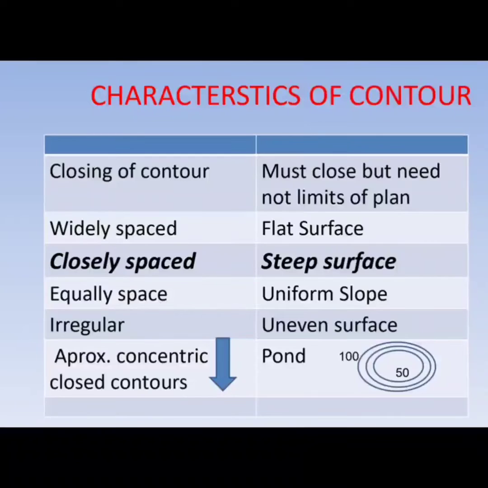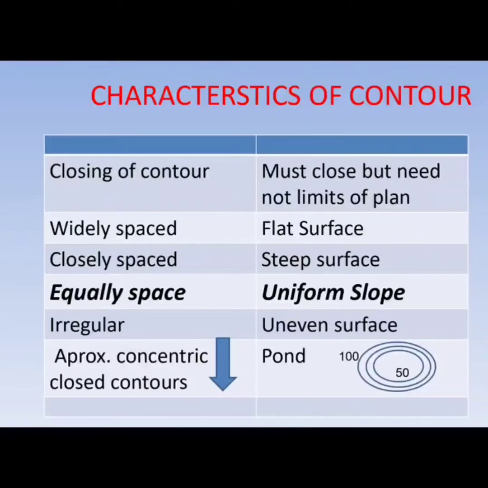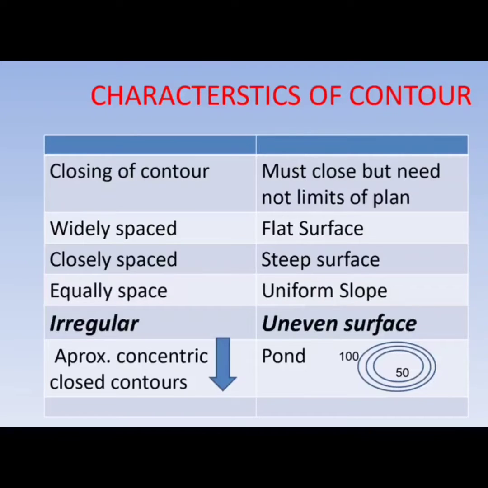or sloping terrain. Equally spaced contours indicate uniform slope. Irregular contours indicate that the surface of the earth is uneven.